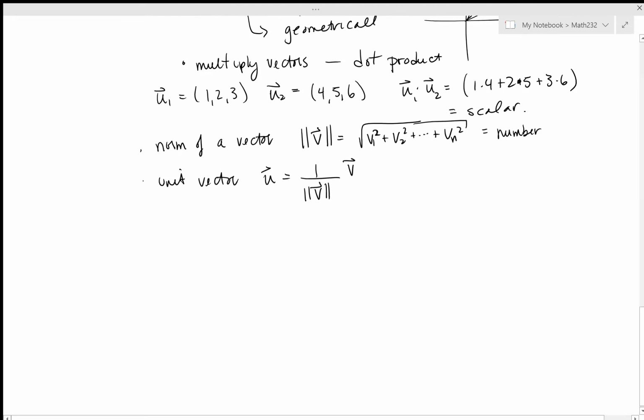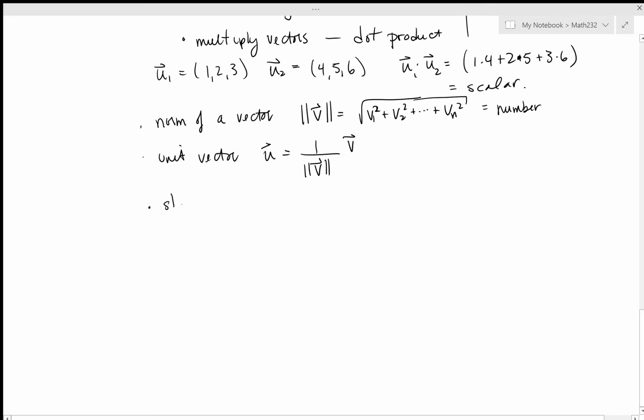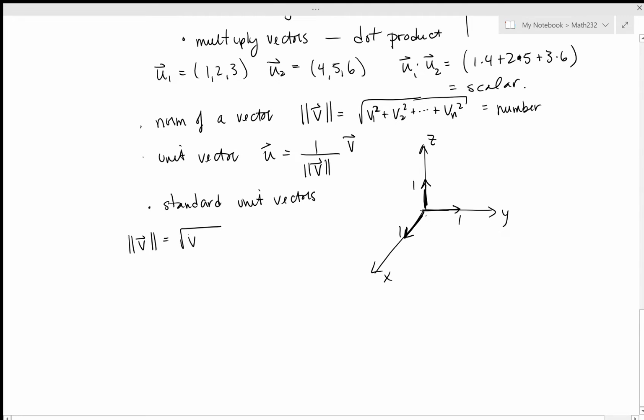Okay, we touched upon what are the standard unit vectors. These are the vectors that lie along the axes. This is true in all dimensions, but let's just take the three-dimensional example here. These are the standard unit vectors. The one that's here, this is position 1. This is going along here. That's also 1. That's along there. That is 1. Those are the standard unit vectors. It is the case that the norm of a vector is the square root of the dot product. Okay, they are related in this way.